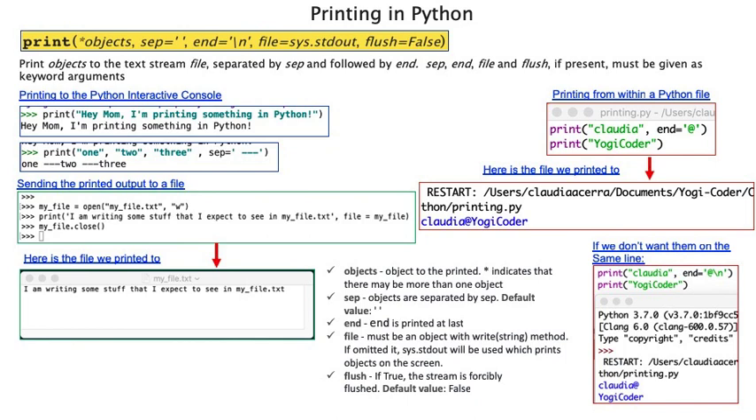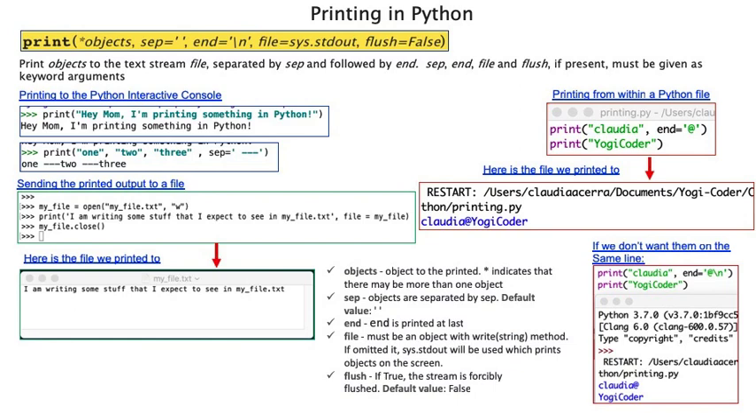And flush, if true, the stream is forcibly flushed. The default value here is false, and I can honestly say I've never flushed a print statement. And if you use sep, end, file, and flush, they all must be given as keyword arguments. So that's when we have that name, that label equals, that key equals some kind of a value. And we've seen keyword arguments in Python. Python uses those a lot as well in dictionaries and other places.